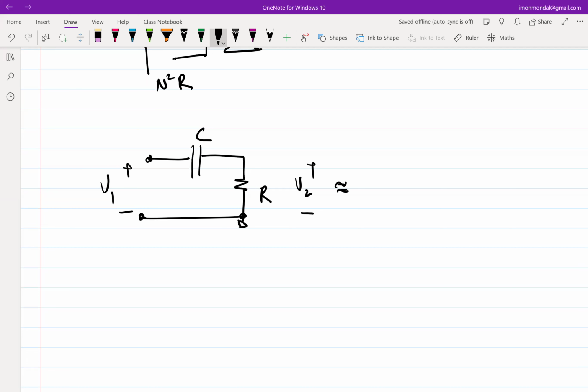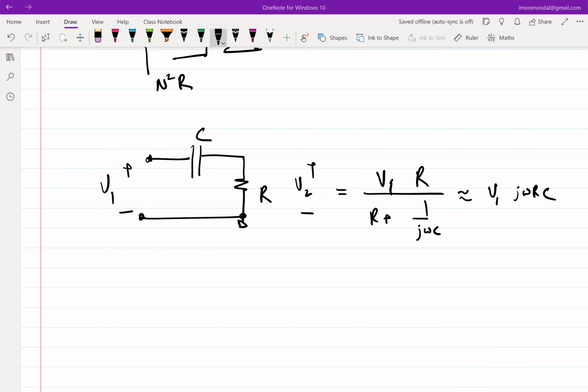So V2 is approximately equal to V1 times j omega RC, right? Or rather, if I write it in this way, V1 times R by R plus 1 by j omega C, right? So if the step down has to happen, then the impedance offered by the capacitor has to be much more than the impedance offered by R, right? So I can basically neglect the R term in the denominator, and this approximately becomes V1 times j omega RC.